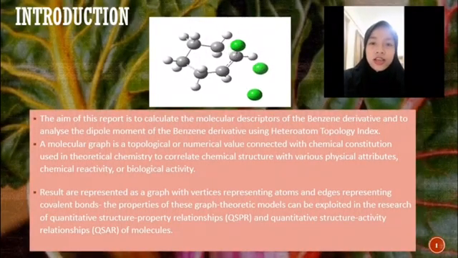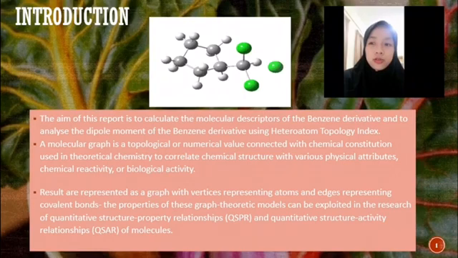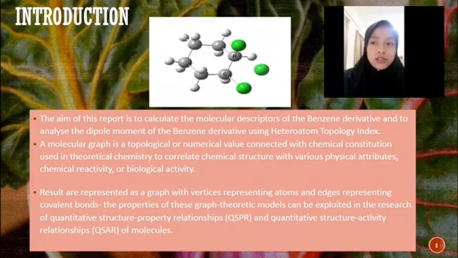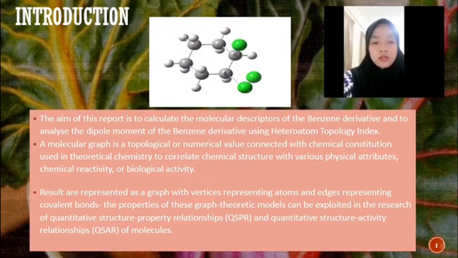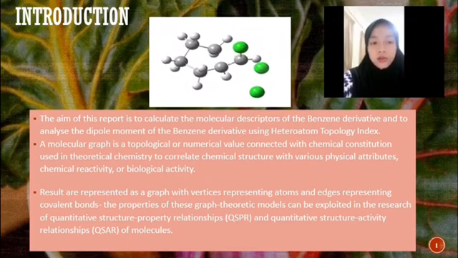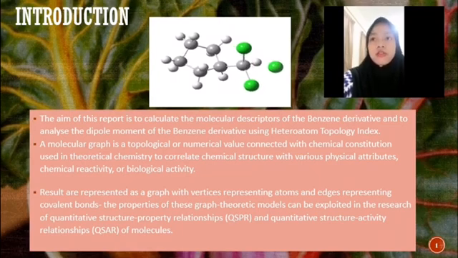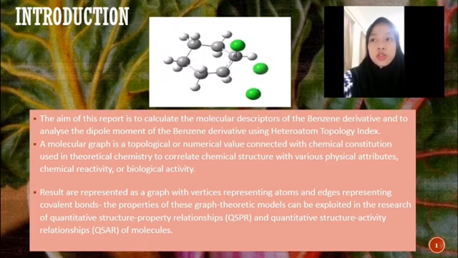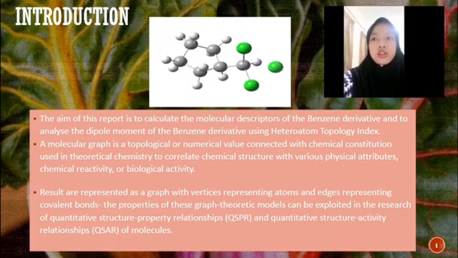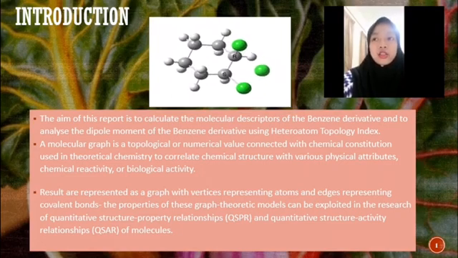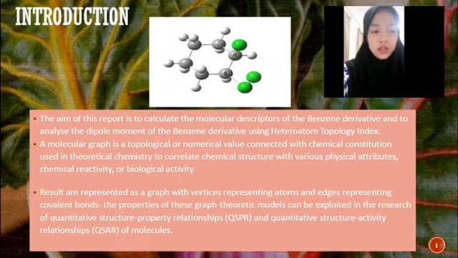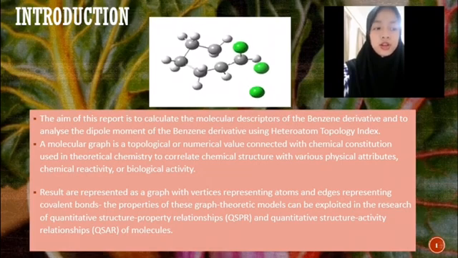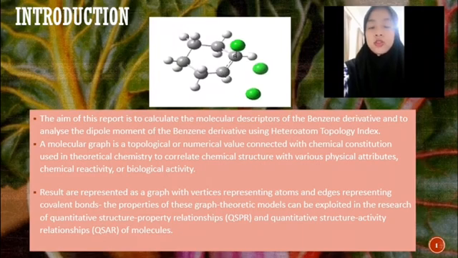In this introduction, the aim of this report is to calculate the molecular descriptors of benzene derivative and to analyze the dipole moment of benzene derivative using the heteroatom topology index. This is because the heteroatom topology index is represented in the molecular graph, which is a topological or numerical value connected with the chemical constitution used in theoretical chemistry to correlate chemical structure with various physical attributes, chemical reactivity, or biological activity. Therefore, the result will be represented as a graph with the vertex representing atom and edge for the covalent bond. It is also to identify properties of graph.